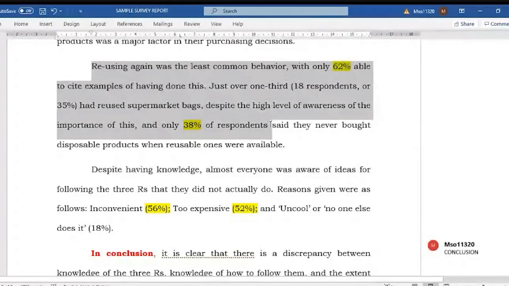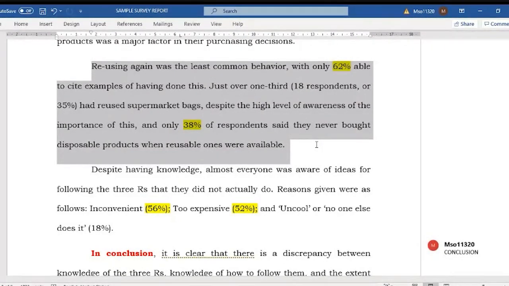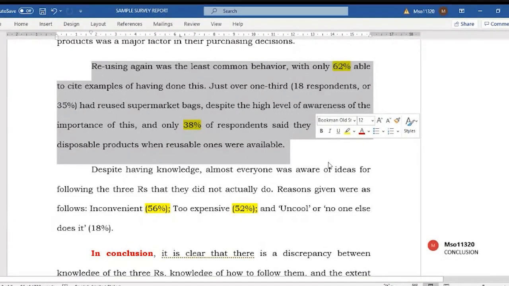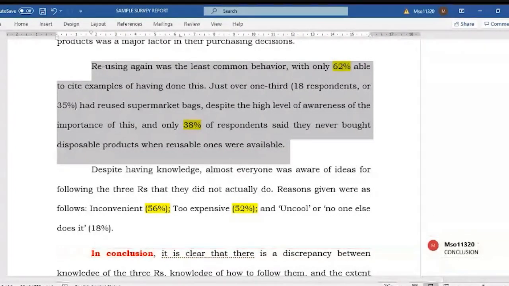Reusing again was the least common behavior, with only 62% able to cite examples of having done this. Just over one third, or 18 respondents, 35%, had reused supermarket bags, despite the high level of awareness of the importance of this. And only 38% of respondents said they never bought disposable products when reusable ones were available.